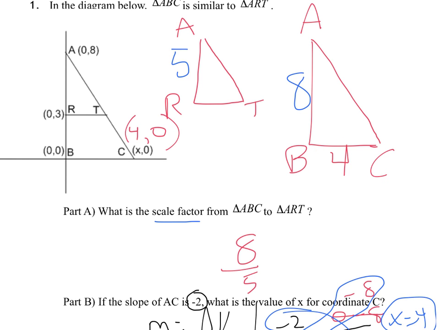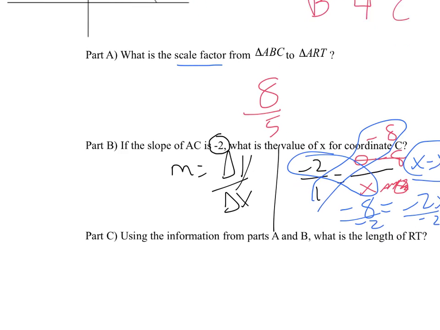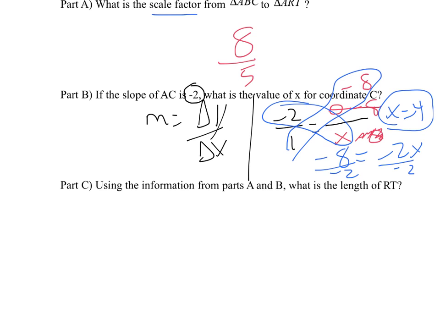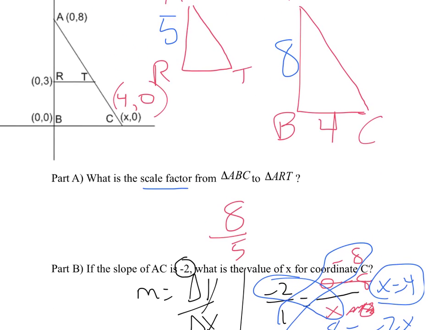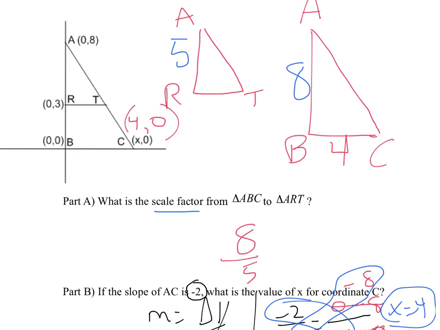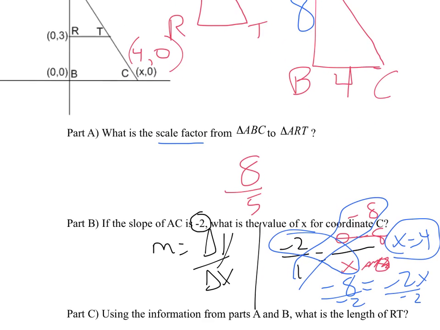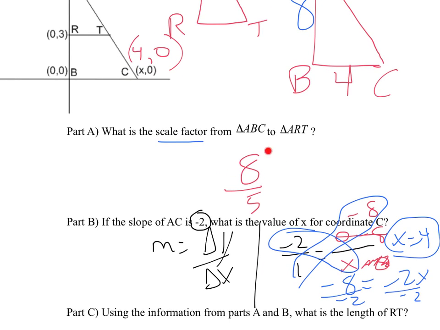Right here. Okay, so now let's see what they want to know for part C. Part C says, using the information from A and B, what's the length of RT? So they're looking for the length of the small triangle. We don't know that yet. But we know these two triangles are similar. We also know that we have 5 is going to 8 by a scale factor. And we're looking for what goes here that also goes to 4. So we can set up another proportion. We're going to use this 8 over 5 from these two triangles. So I'm going to go ahead and use that.